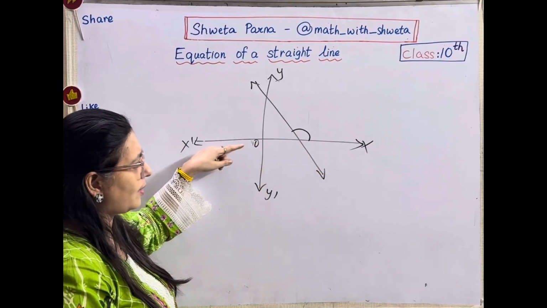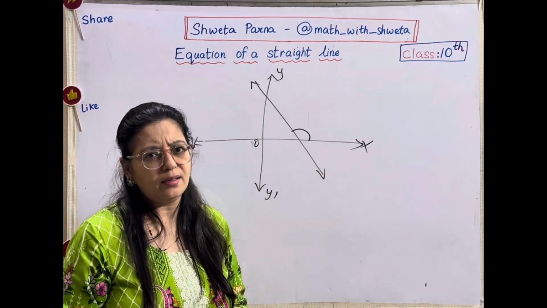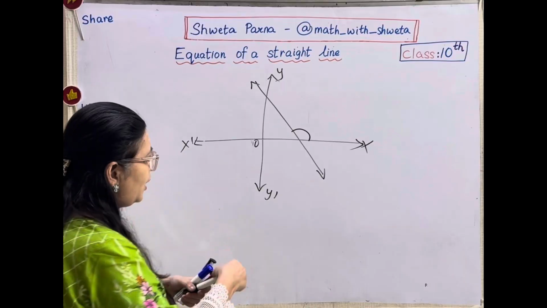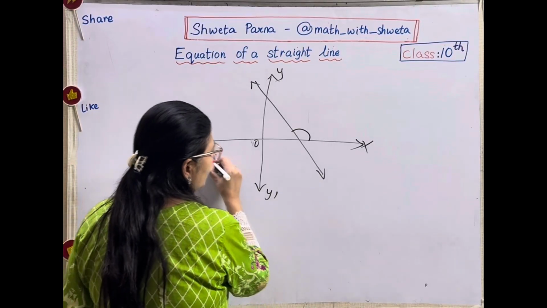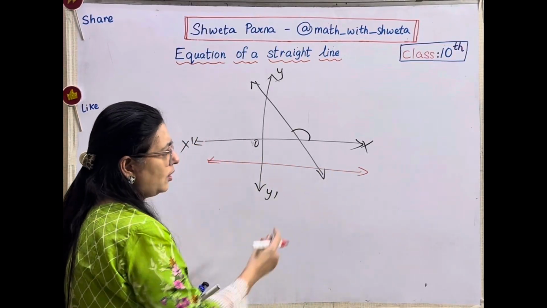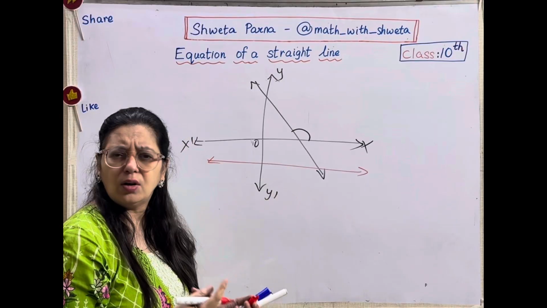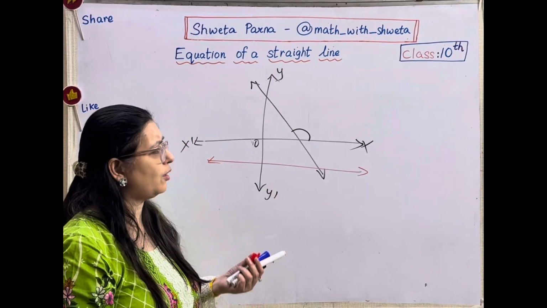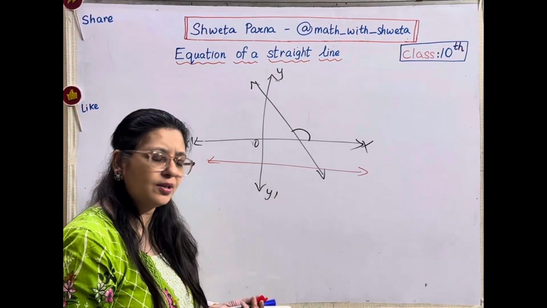Now, then comes the question, what is the inclination of x-axis? So, if it is x-axis, what is the angle? The angle is 0, correct? Now, what if a line is parallel to x-axis? Does it make an angle? No. So, the angle of inclination over here is again 0.